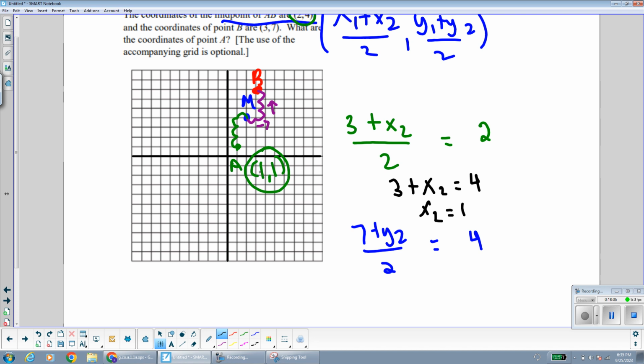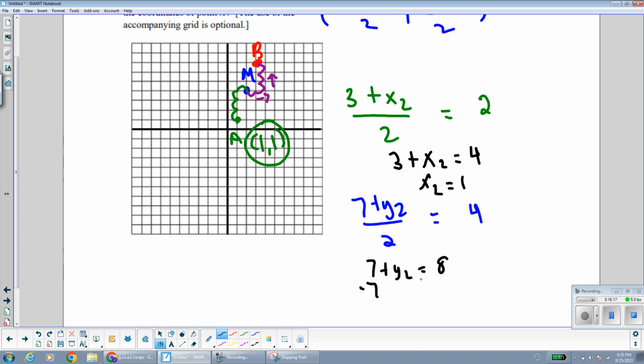So far, so good. That's matching up with the x coordinate we got here. Okay, let's multiply both sides by 2 to get rid of this division by 2. And now we just need to get y2 by itself. So we're just going to subtract 7 from both sides. And we have y2 is 1. So we got the same x and y coordinate of the endpoint that we got graphically. It's just good to know how to do both.